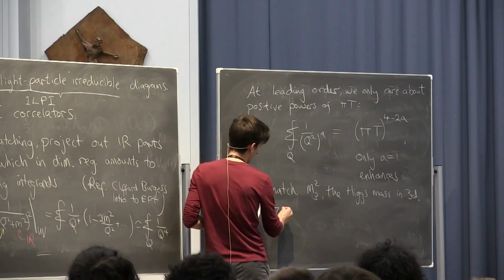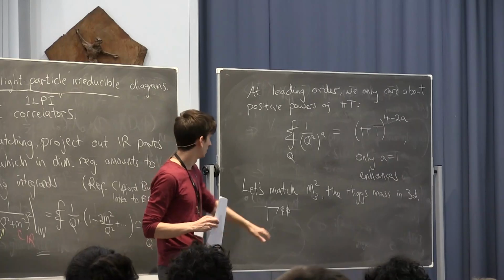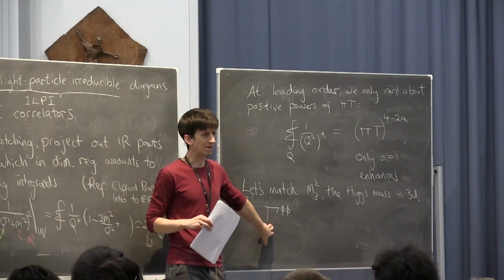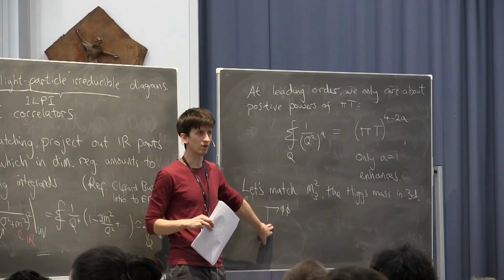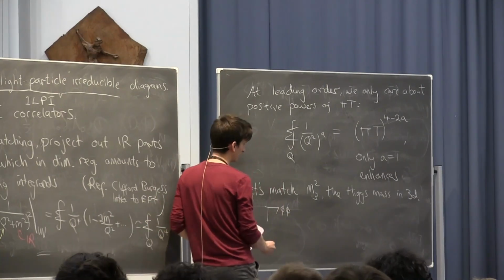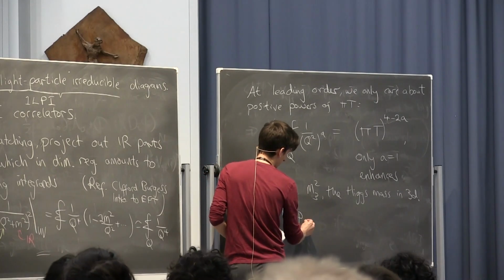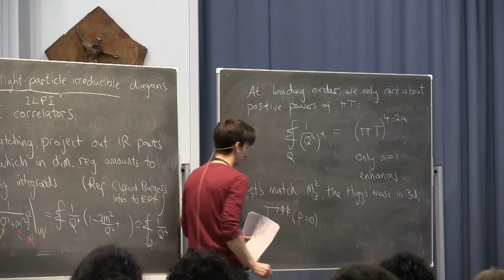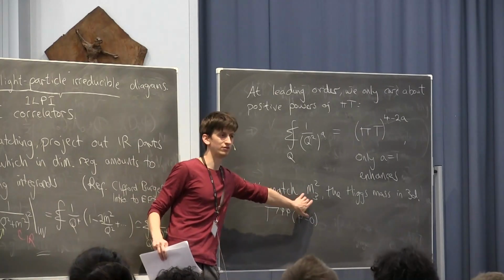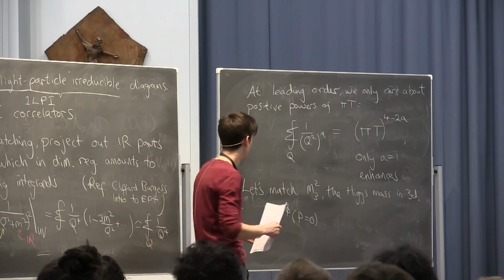So I can define this gamma, which is usually used as the letter for 1PI correlation functions, and I'm going to put the number of fields up here. And let's choose p mu equals 0, because that's all that I will need for the Higgs mass. The Higgs mass doesn't really depend on external momenta.